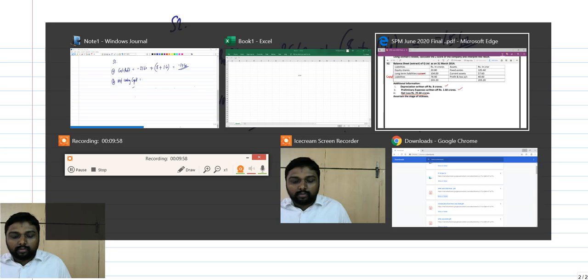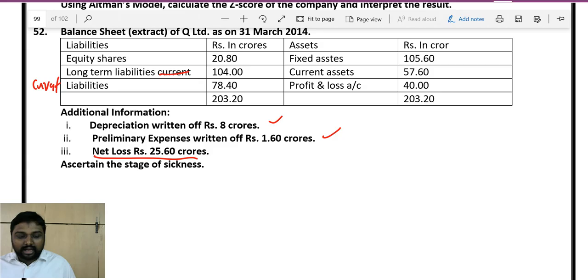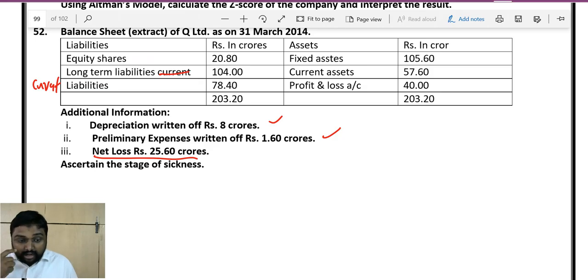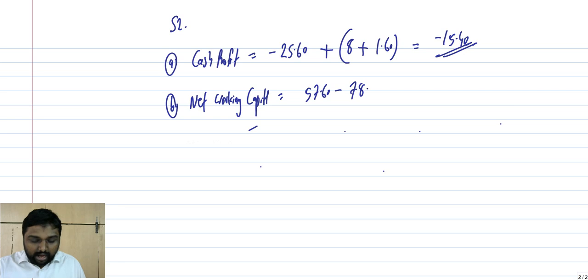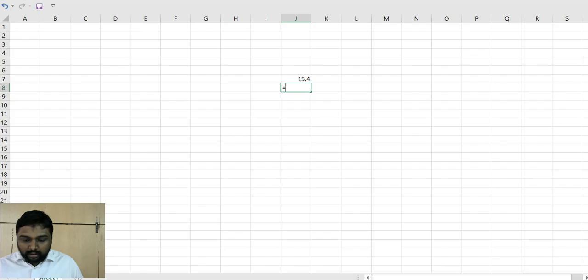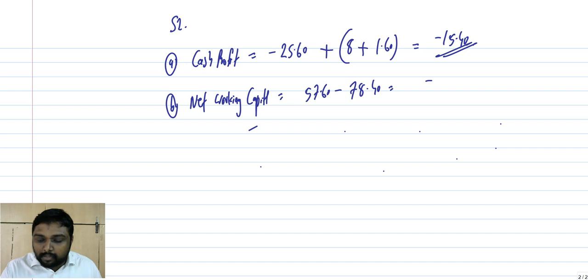How to find out net working capital? Your current asset minus current liability. Current asset is 57.6. Your current liability is what? 78.4. So 57.6 minus 78.4 gives minus 20.8. Again, this also is minus. So the company looks like a very serious stage of sickness. Already two elements have become negative.